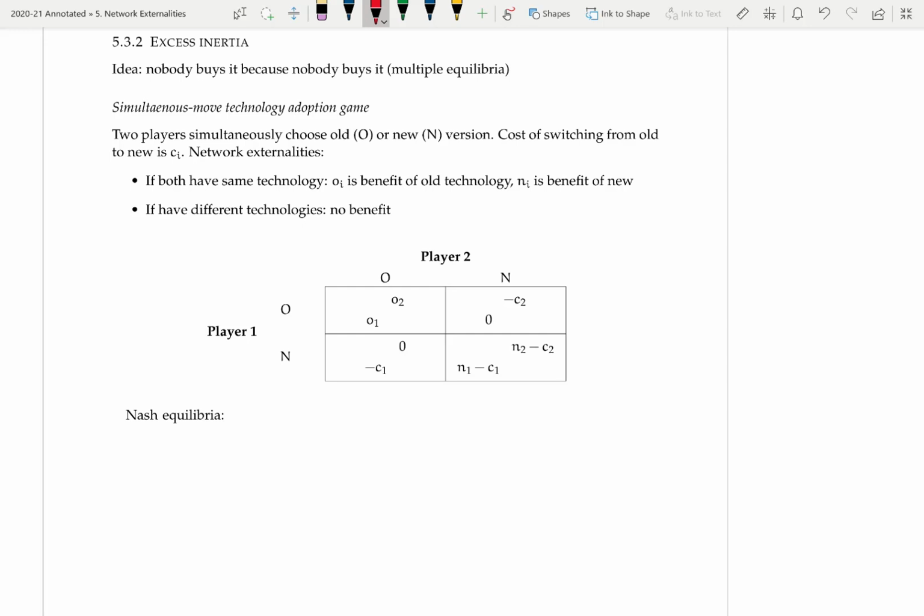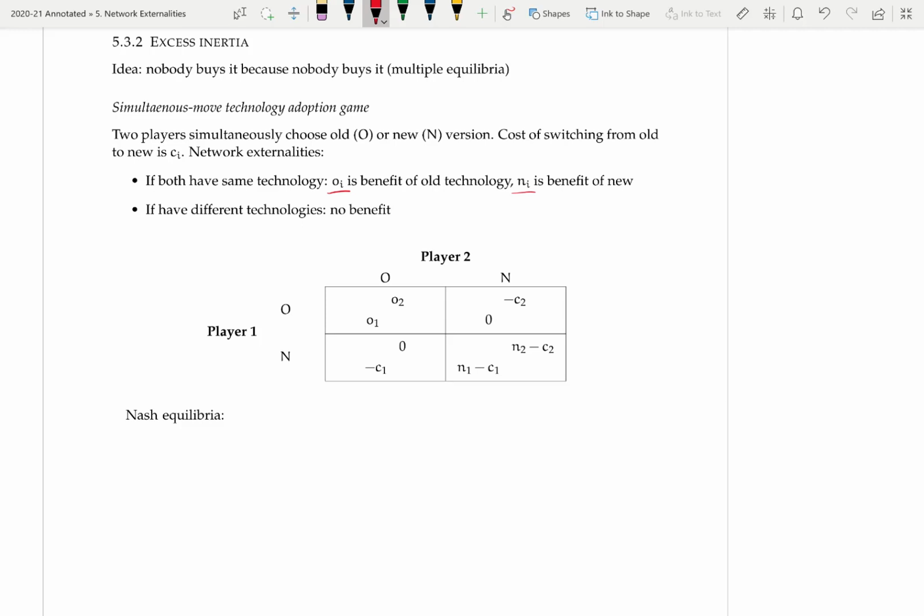We have two players who simultaneously choose old or new, so they're choosing between an old version of a technology or a new version of a technology, and the cost of switching from the old to the new technology is CI. There are network externalities here, so if both of the players have the same technology, then they get a benefit. The benefit is OI if they both have the old technology, and the benefit is NI if they both have the new technology. If they choose different technologies, then they get no benefit from those technologies.